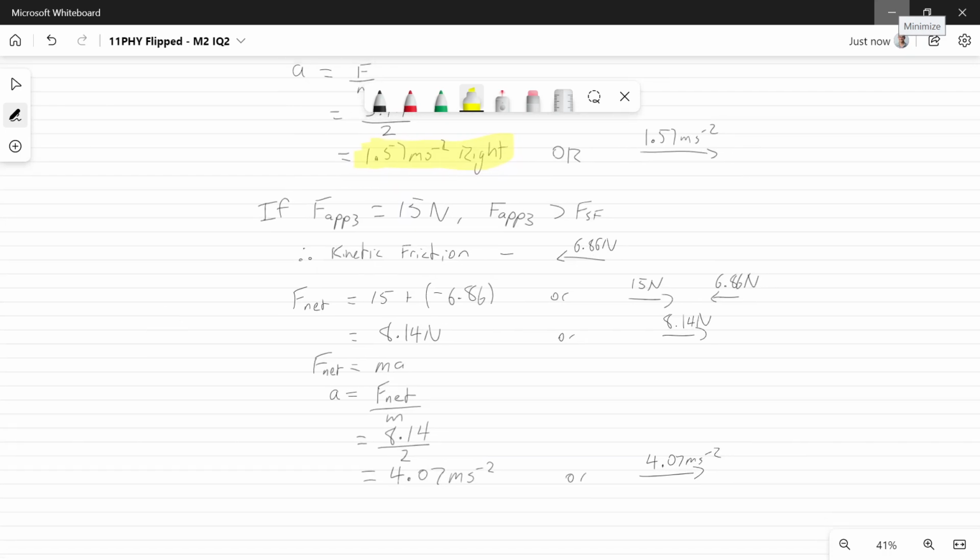And for the other, because the force was greater, according to Newton's second law, that should mean that we end up with a greater acceleration. And that's what we got there at the end. Just for consistency, I will also note that this is to the right.